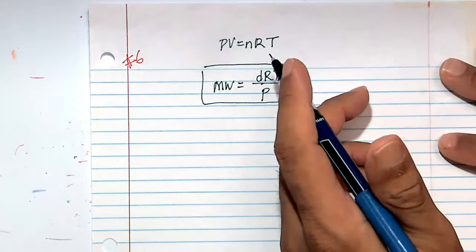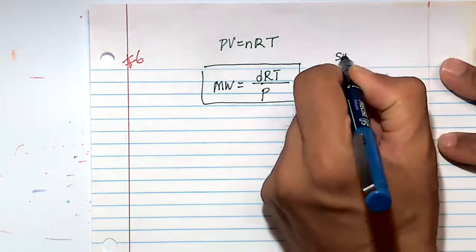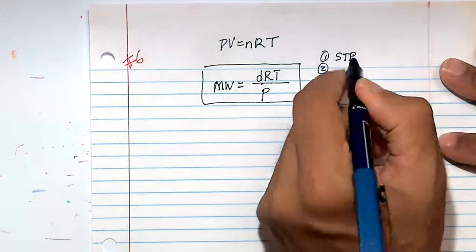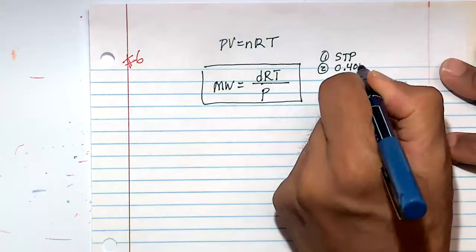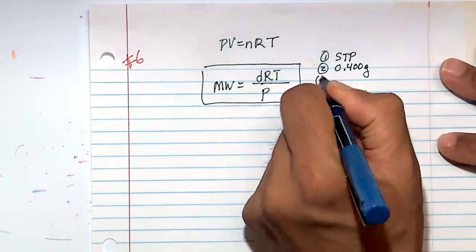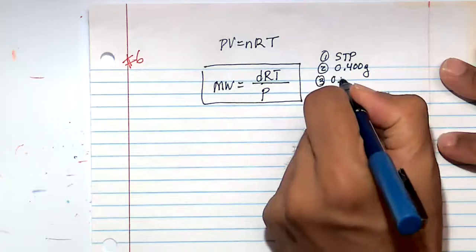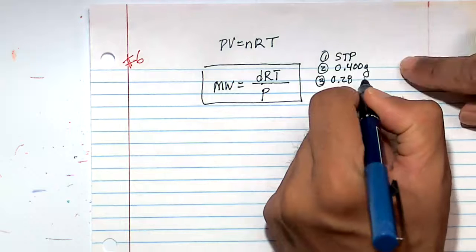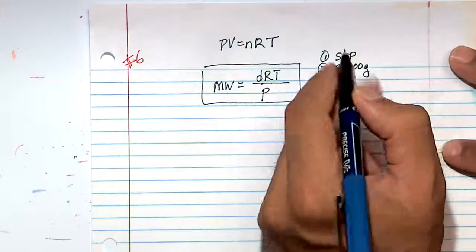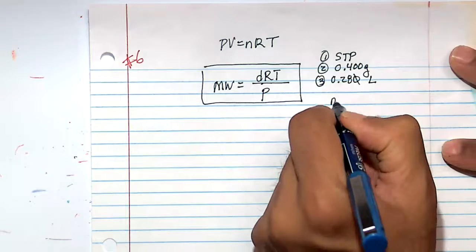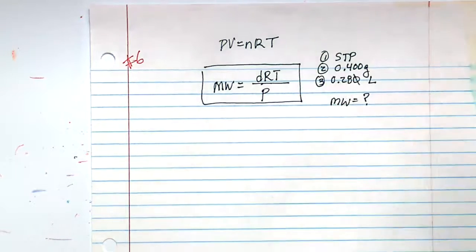So let's do an example problem. Let's say you are at STP. Condition 2, we have 0.400 grams of the gas. These are all gases. And condition 3, that 0.4 grams of the gas occupies 0.280 liters. Given these conditions, what is the molecular weight of this unknown gas? So yes, you can solve it utilizing this equation.